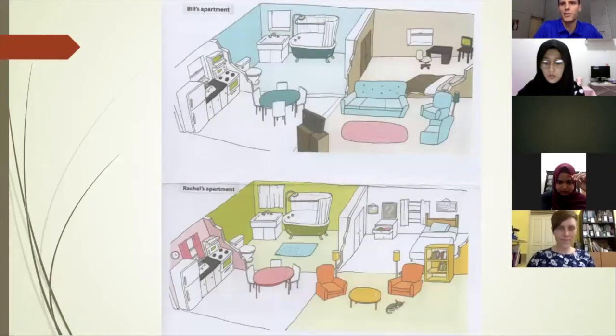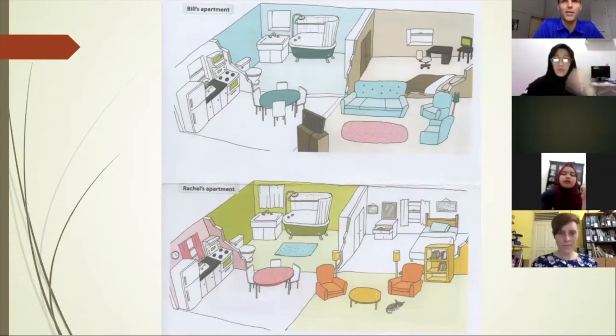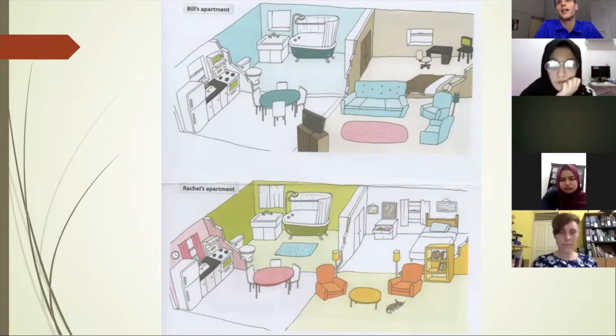Here's an example of an information gap activity. So here we have 2 apartments. In this case, you would give one apartment to maybe half of your students in the class, and one apartment to the other half of your students. And they would not be able to see each other's apartment. And you could have them ask each other different questions.